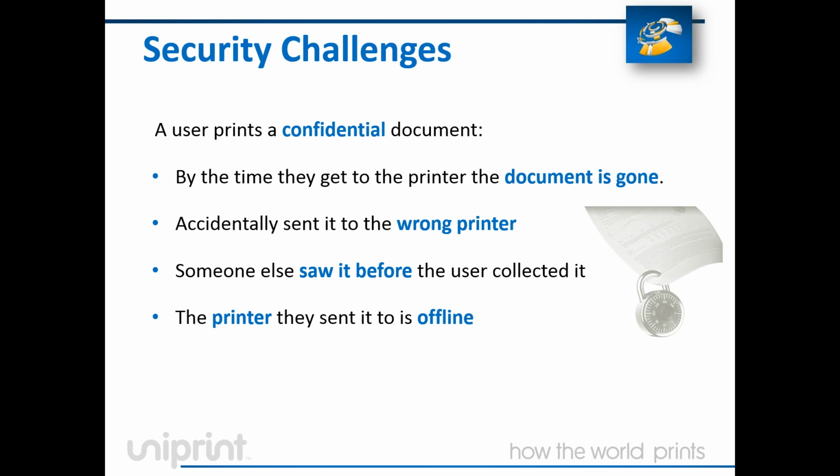Now this could be that the document's gone when you get there because somebody's picked it up as part of a pile of paper. You've accidentally sent it to the wrong printer. Somebody sat there, the document's come out, and they've read it before you get there. Or the job is sent to an offline printer. There are so many security challenges, and then when the printer comes back online, it prints out, but you may have left the office.